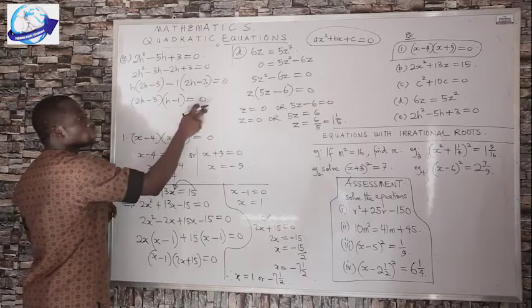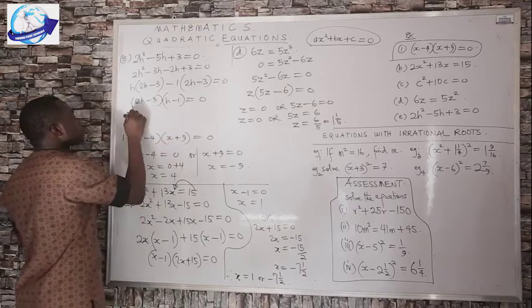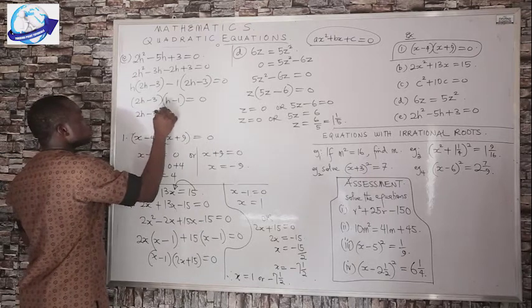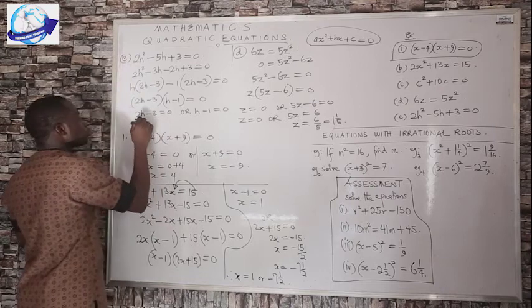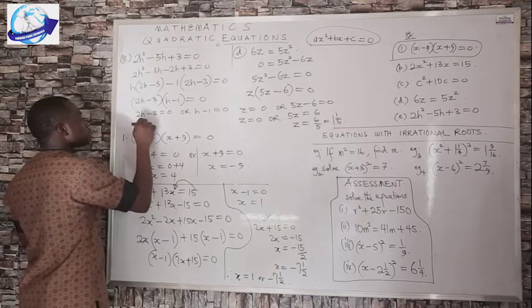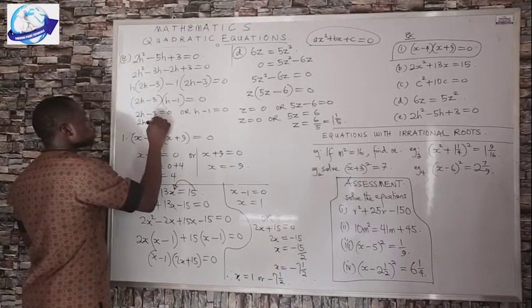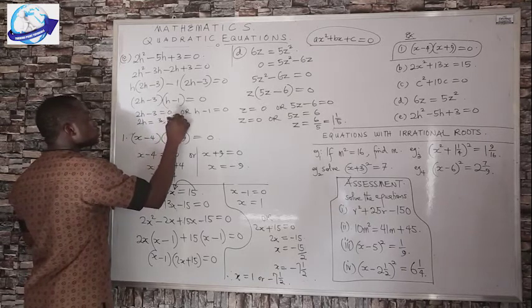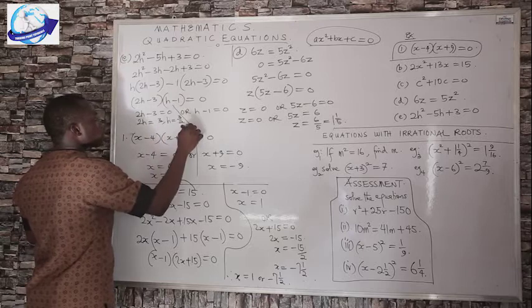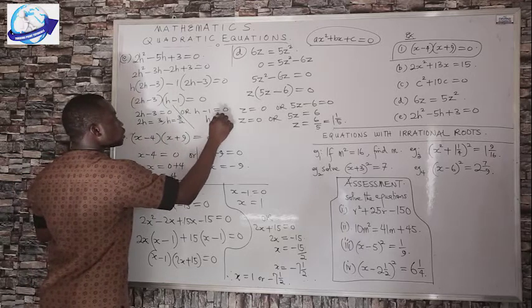So these two multiply now, so we go through the same process. 2h minus 3 is 0, or h minus 1 is 0. So 2h is equal to 3, then h is equal to 3 over 2. Then here h becomes 1.